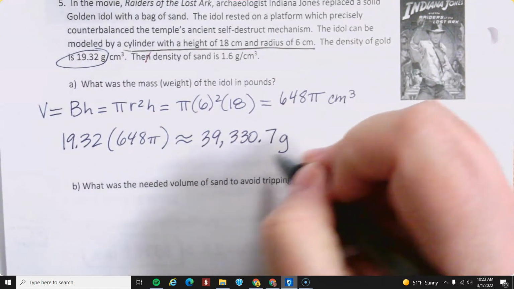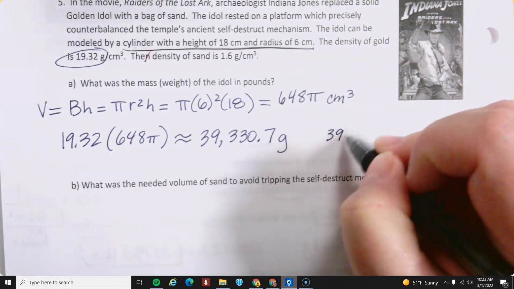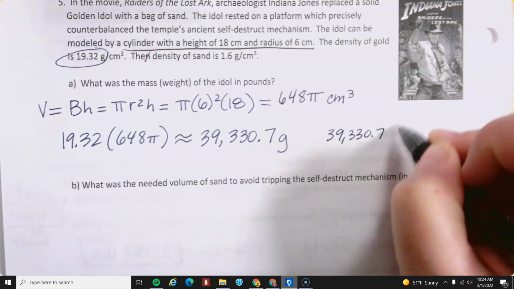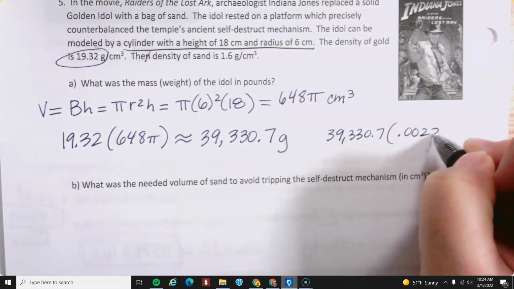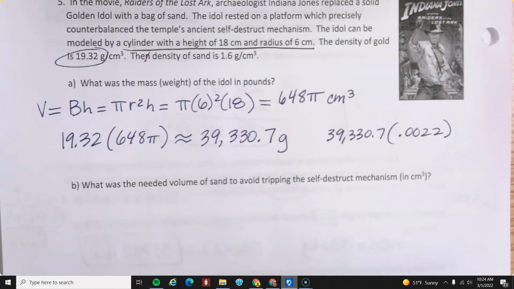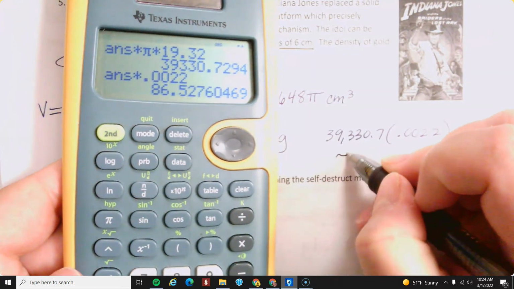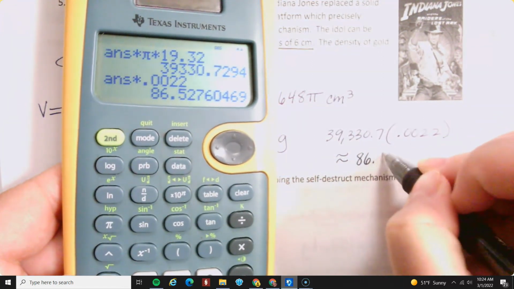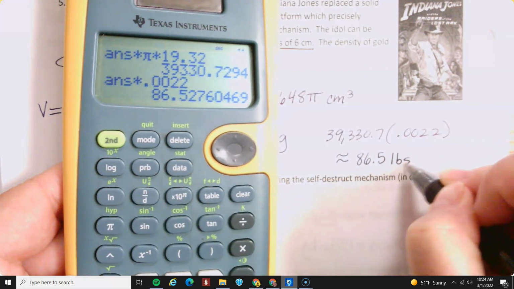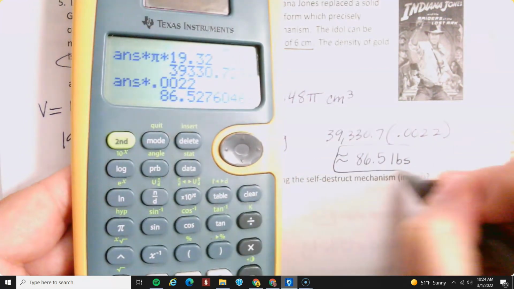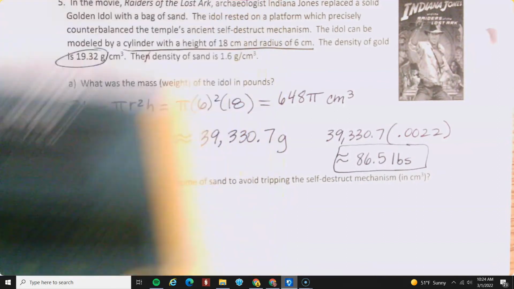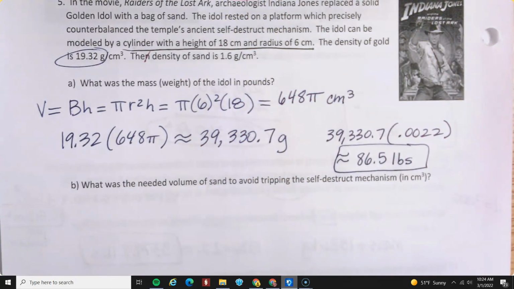Okay, so for each one of those grams, I'm going to do times 0.0022. And that gives me about 86.5 pounds. 86 pounds is a lot for that little statue. And if you think about how he handled it with one hand, no big problem, that's pretty surprising.